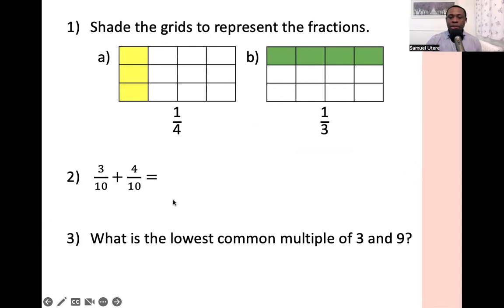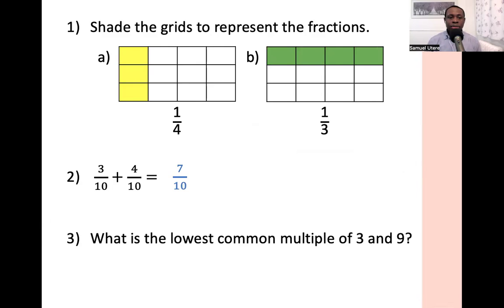Well, if we require to add 3/10 plus 4/10, we'll have 7/10. The denominators are the same. We can simply just add the numerators and the denominator will stay the same. That is what we've learned so far when we worked with adding fractions.